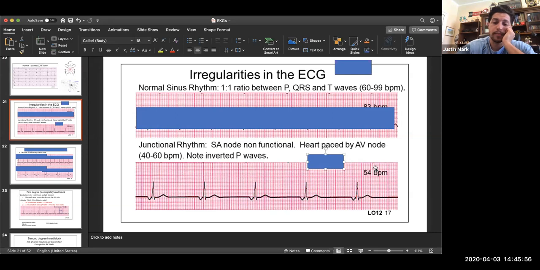The point is that because the P waves are upside down, it's not being paced by the SA node. So this is not sinus rhythm. This is a junctional rhythm. Junctional just means somewhere in between that normal conduction pathway, in the junction between the normal pathway.